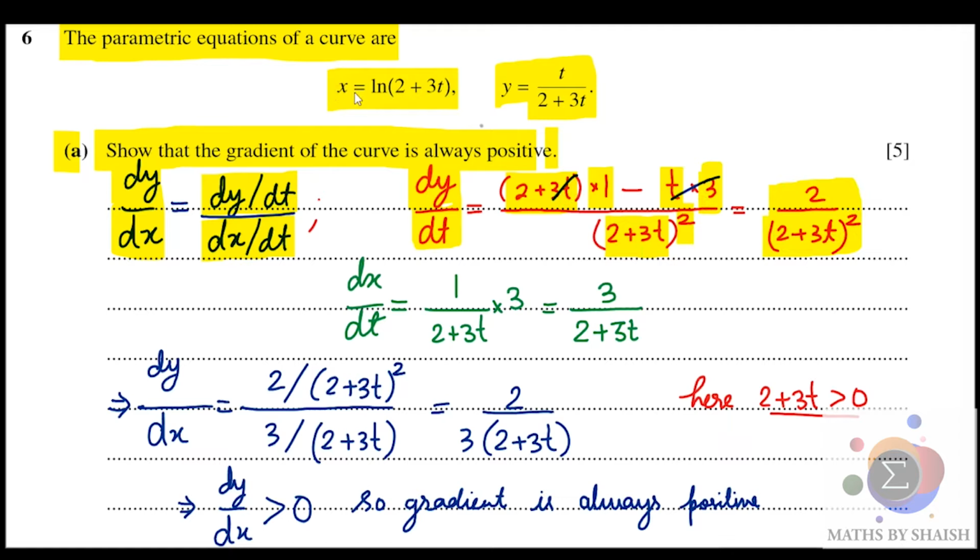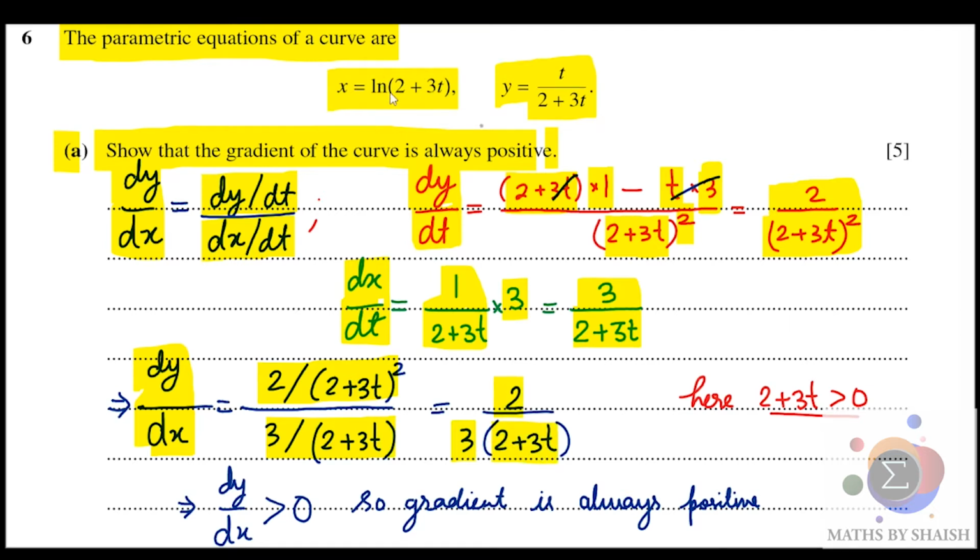And since x equals ln(2 plus 3t), dx by dt becomes 1 upon (2 plus 3t) multiplied by the differentiation of 2 plus 3t, because we are going to use the chain rule here. So finally we got dx over dt as 3 over (2 plus 3t). We substitute this value to get the gradient of the curve dy over dx, dy over dt over dx over dt. Finally we got 2 over 3 times (2 plus 3t).